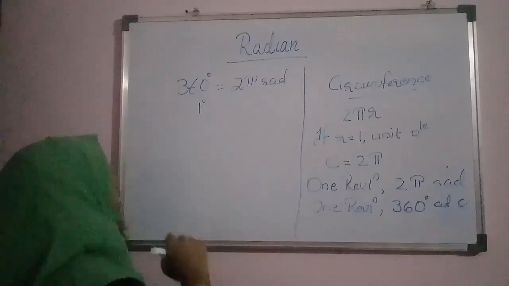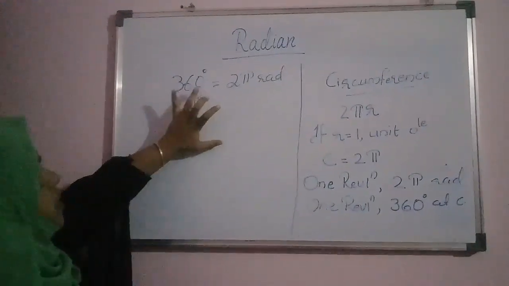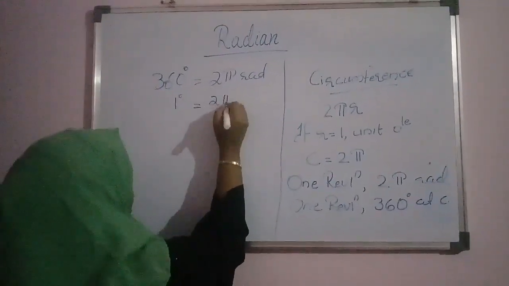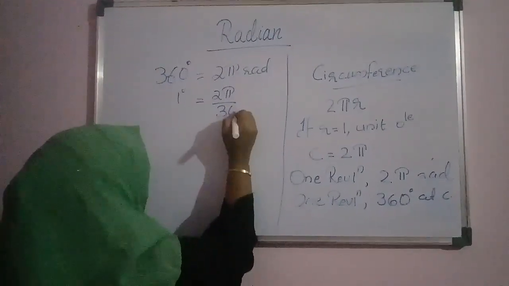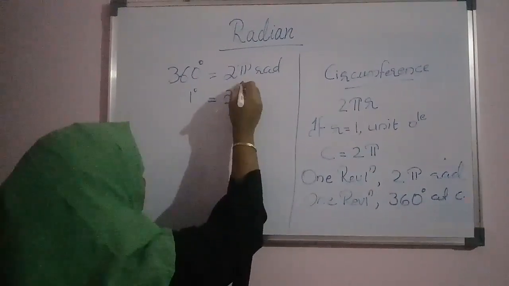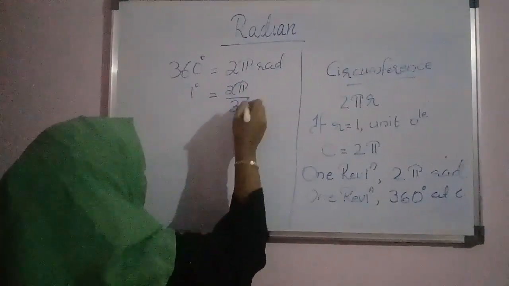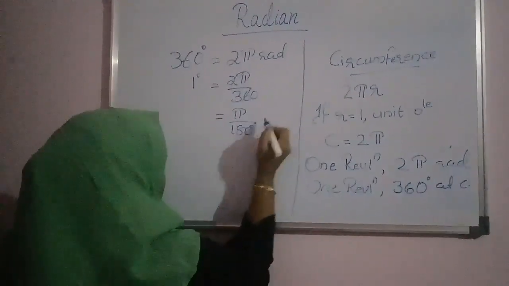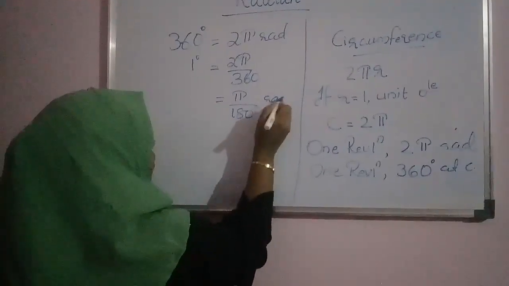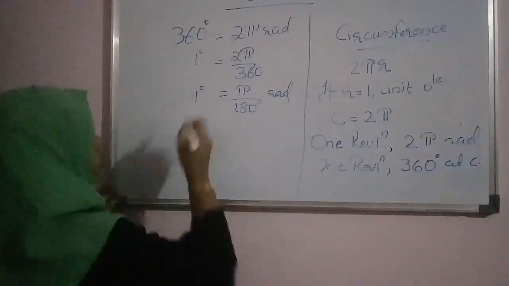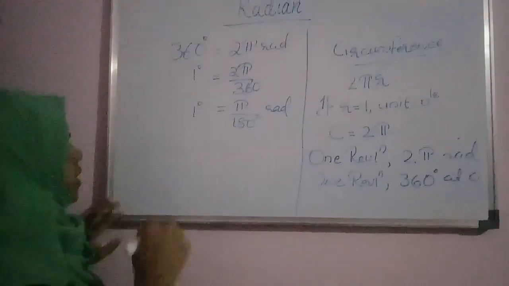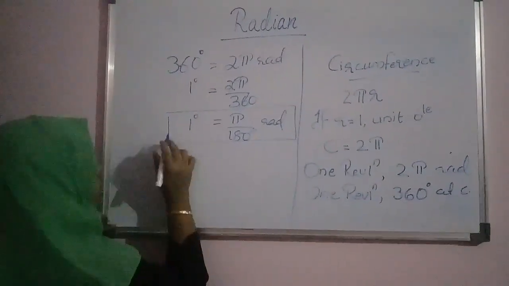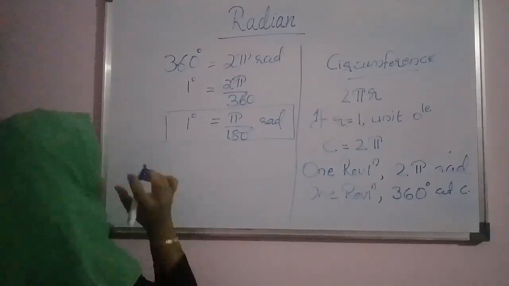Then what will be 1 degree? We get 1 degree after dividing 360 by 360. Here also we divide 2 pi by 360. So we get what? This 2 and this 360 get cancelled. We get pi by 180 radian. So 1 degree is equal to pi by 180 radian. Don't forget: 1 degree is equal to pi by 180 radian.